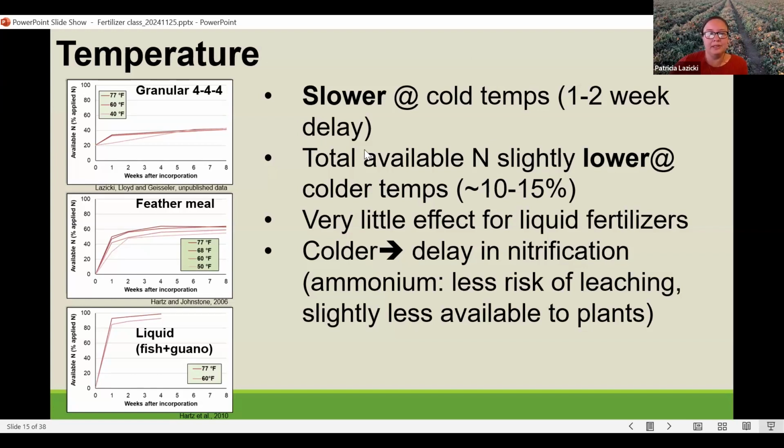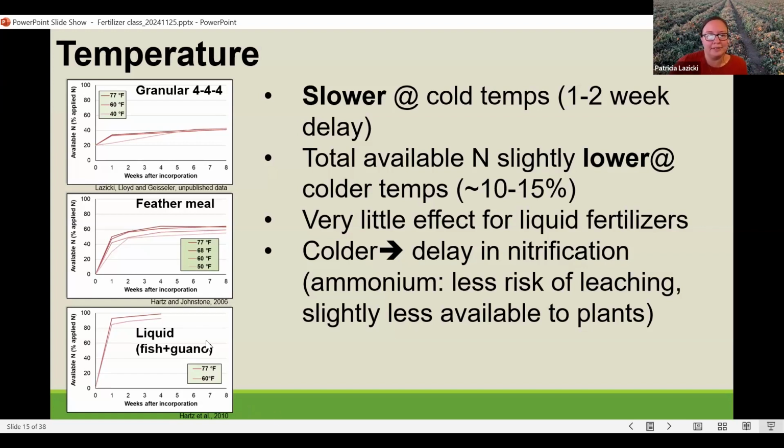It may be slightly lower. Again, these are pretty hand-wavy numbers, but if you don't have a better way of estimating and you need to make some estimate, you can say reduce by maybe 10 to 15% if the temperature is going to be cold all during the period that you're interested in.